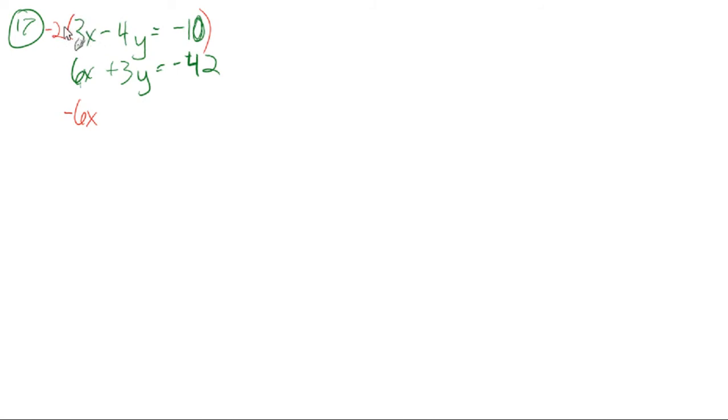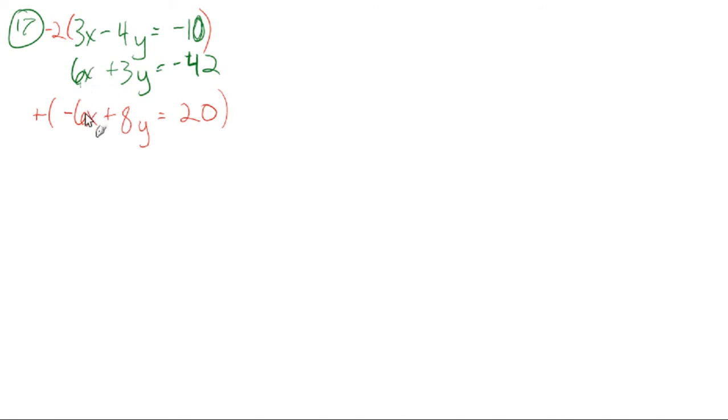So this gives us our -6x. This -2 times -4 is going to be a positive 8y. And this will be a positive 20. And we can definitely do that because you can do whatever you want to an equation as long as it's the same on both sides. So now we have this equation and this new equation, and we can add this equation to that one.